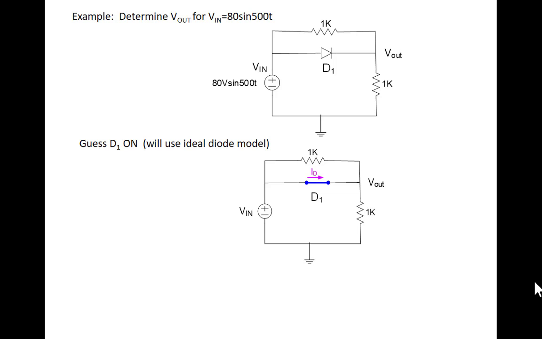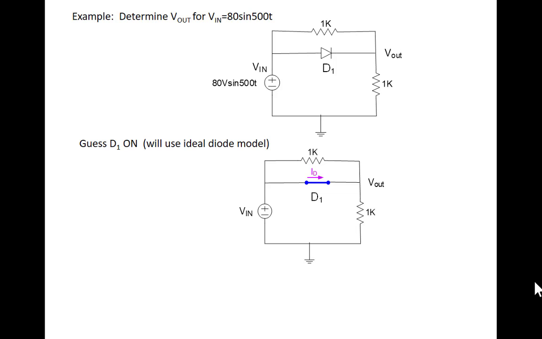Now I need to find out where that solution is valid. It's valid provided the diode's on. That is, it's valid provided that ID is bigger than 0. So now we've got to calculate ID. ID is going to equal V in, which is 80 sine of omega t, what was it, 500t, divided by 1K, right? And this has to be bigger than 0 for this solution to be valid.